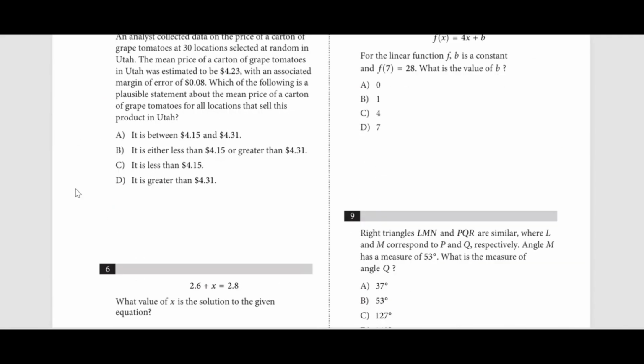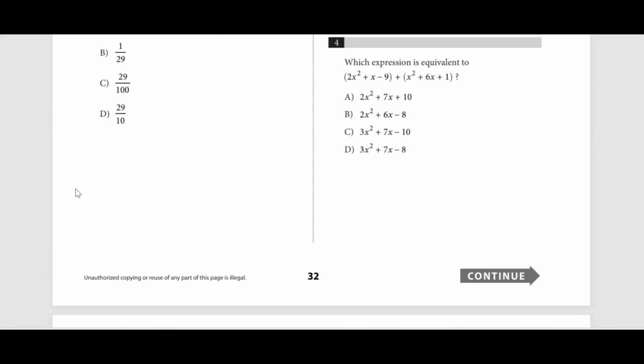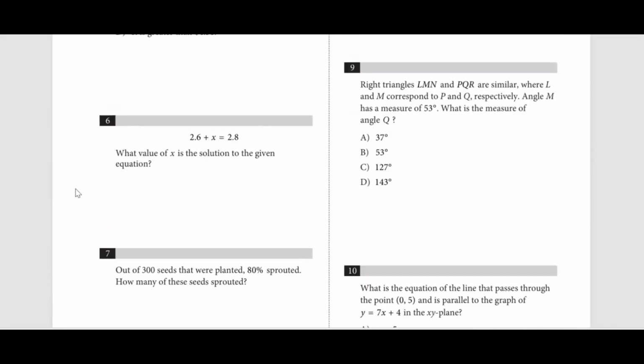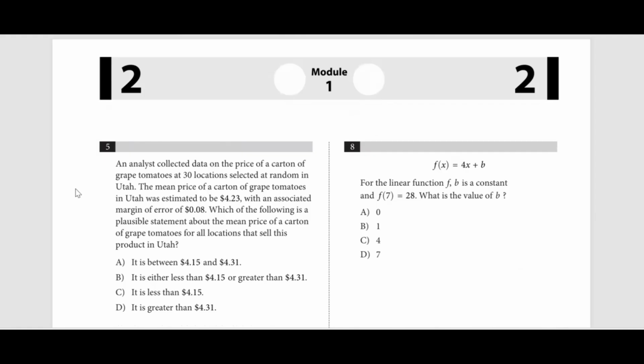Question number 8, Nesma. No, sorry, the question number 7? Question number 8. Question number 8. Zero is the right answer.